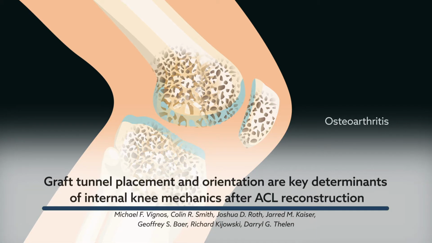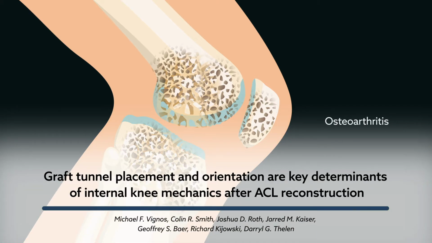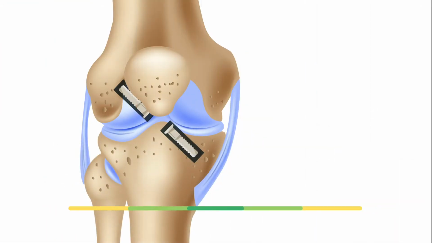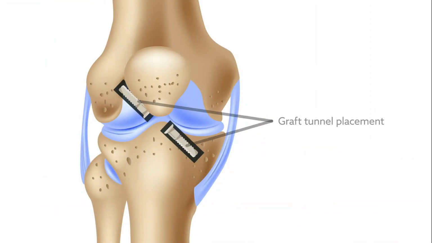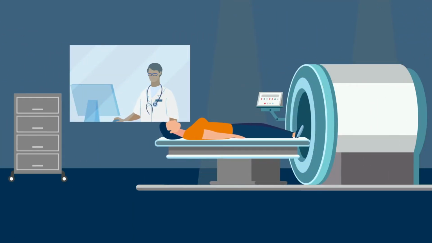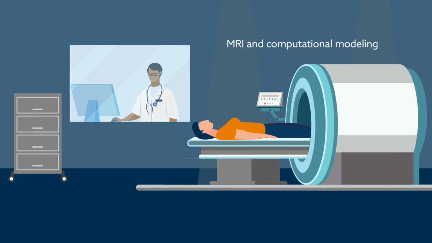Early onset knee osteoarthritis is commonly observed after ACL reconstruction and may be attributable to residual abnormal joint mechanics following surgery. Graft tunnel placement is a surgical factor that may affect internal knee joint mechanics and thereby joint health. In this study, researchers from the University of Wisconsin used a combination of MRI and computational modeling to assess the consequences of graft placement on the loading of cartilage in the knee.